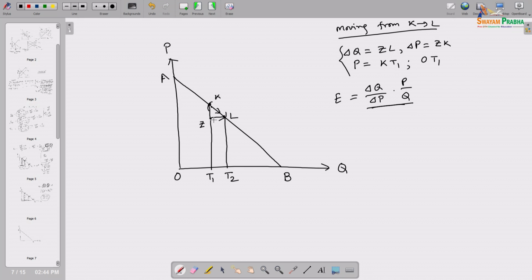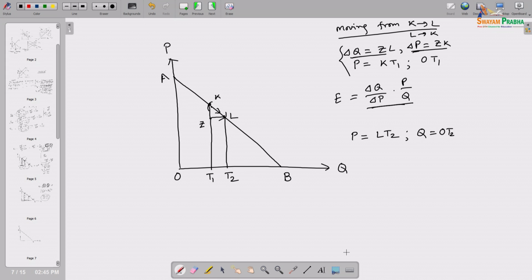Look here, delta Q and delta P in both cases will be the same distance with the opposite sign. Earlier delta Q was positive, now it will be negative, and delta P earlier was negative, now it will be positive, simply the opposite side, but the distance will be the same. But when you are moving from L to K, what is the initial price and what is the initial quantity? The initial price in that case will be LT2 instead of KT1 earlier, and the initial quantity will be OT2.